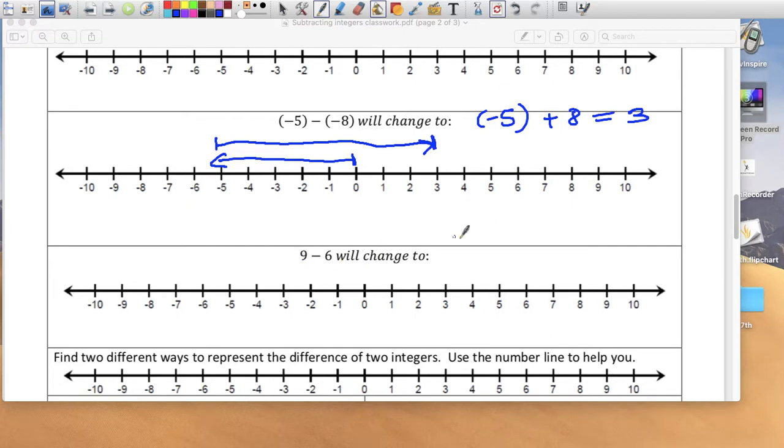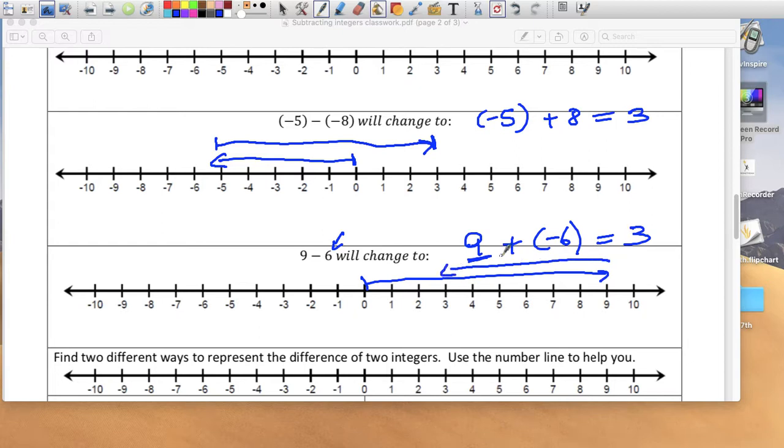Now 9 minus 6. I mean, it's 9 plus the opposite of 6, negative 6. Quem gana? The positives. We're getting 3 more. So 9, and then plus negative 6. We've got to go back a little bit. That gives me the 3.